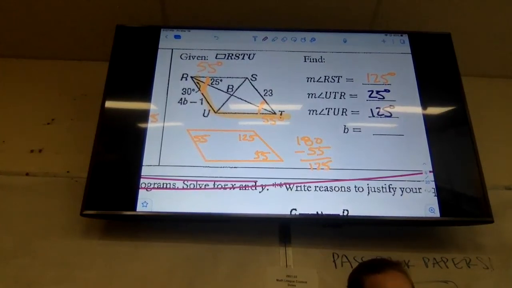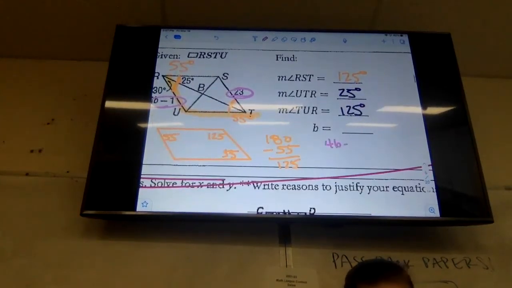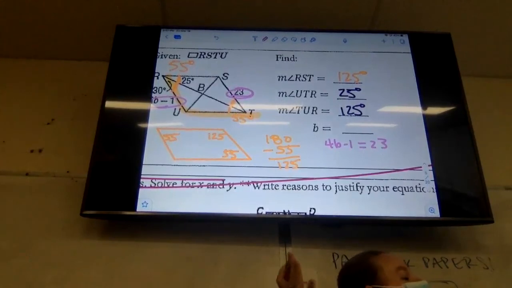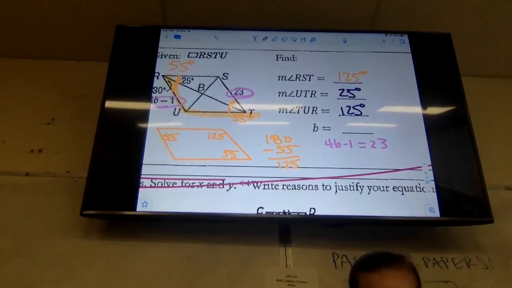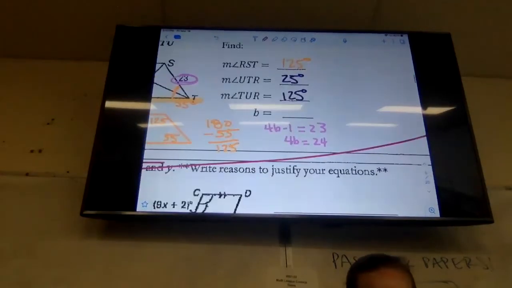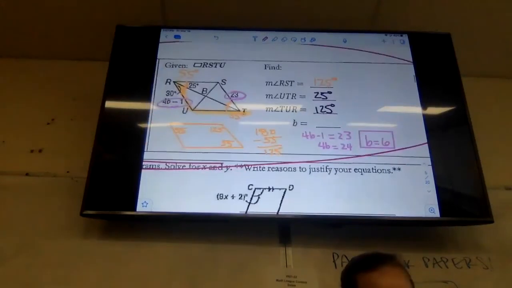Set what equal? Perfect. Why are those equal to each other? They are opposite sides, and opposite sides are congruent. Opposite sides are congruent. So add 1 to both sides, so I get 4b equals 24. And I'm going to divide by 4, and b equals 6. Because that's what the side said.